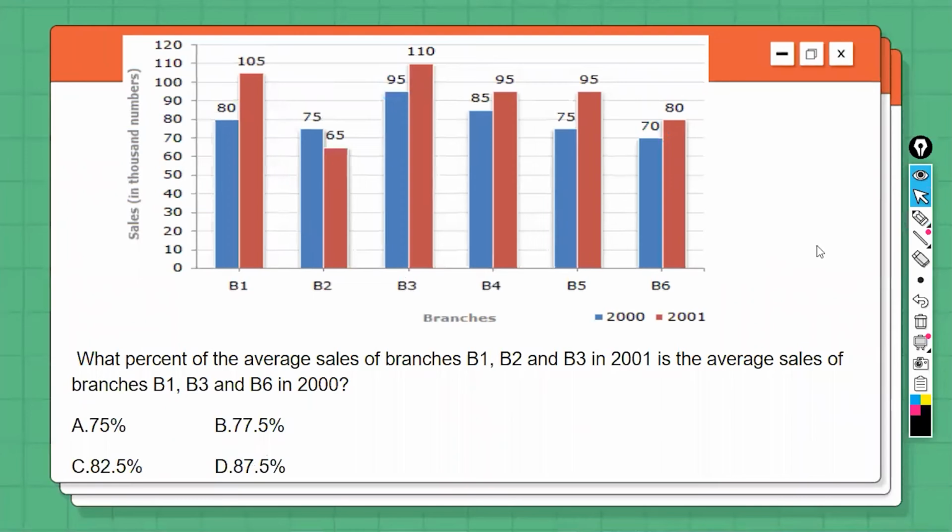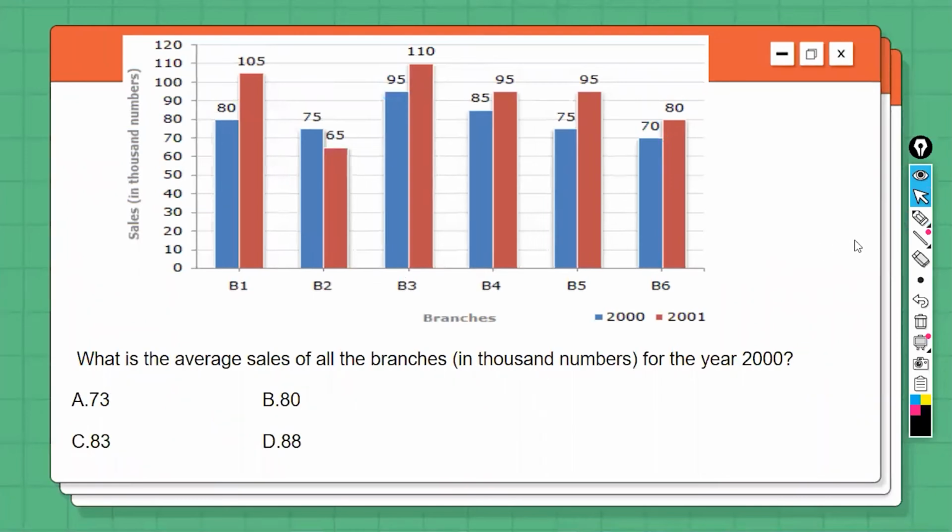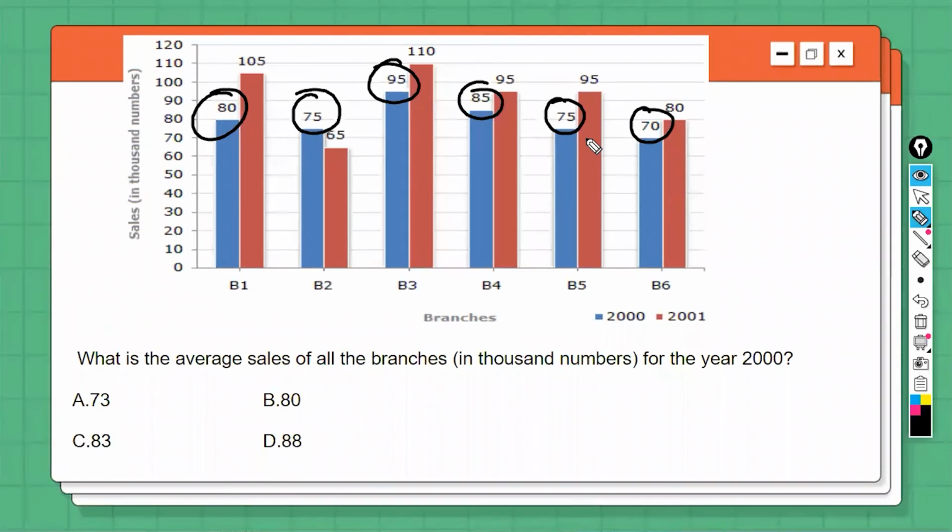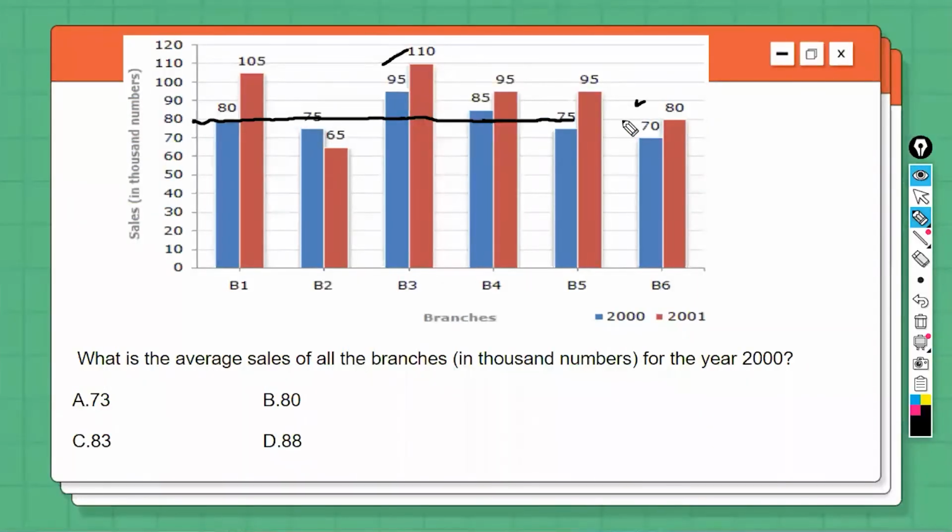I'll just go to the next question. Try to solve this, guys. Okay, good, great. A lot of people are getting the answer. I'll just tell you the shortcut method. Okay, see what is the lowest value. Lowest value is 70 here. Okay, highest value is 95. So the answer will be somewhere between. So I'm just going to take that as 80. I'm just going to visually have a reference as 80.